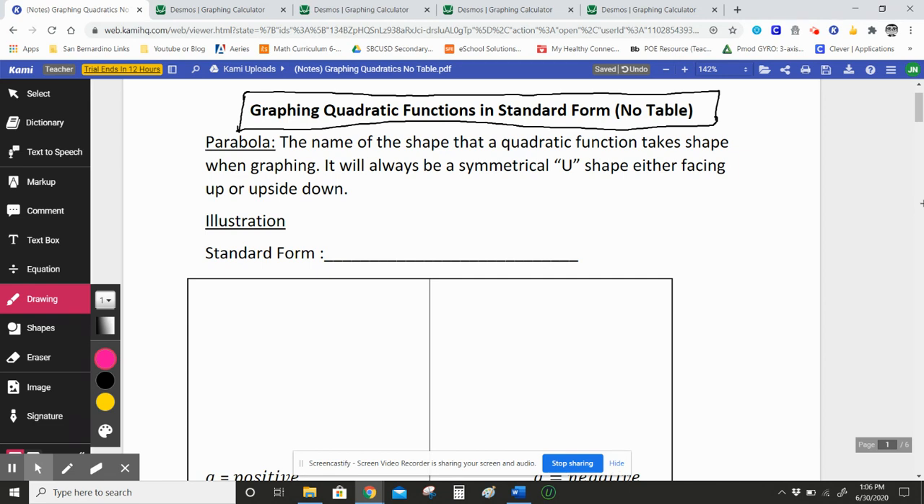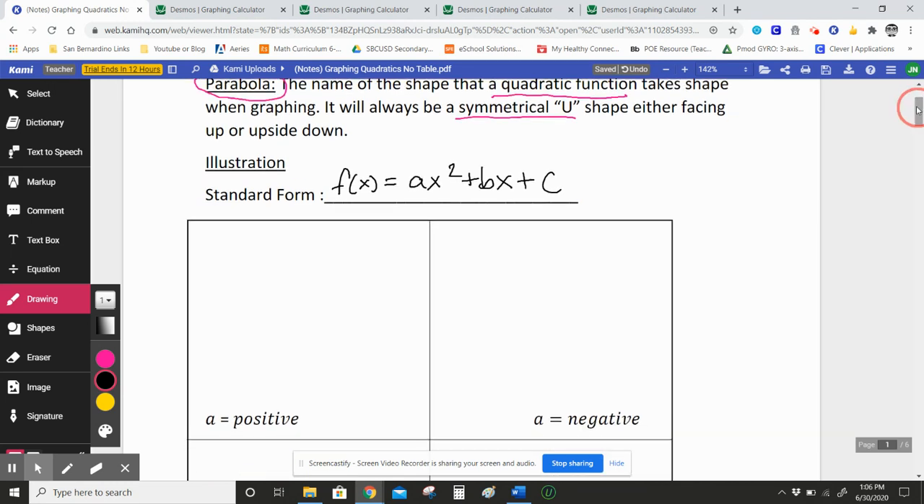So just a quick little recap. Parabola is the name of the shape that the quadratic function gives whenever you graph it. Typically, it looks like a symmetrical U shape, either going up or down, depending on the following things. The standard form equation for a parabola is f of x equals ax squared plus bx plus c. Depending on one of these values, you get a lot of information about what the final graph is going to look like. Specifically, the value of a, which is the number in front of the x squared. So let's go over each scenario.